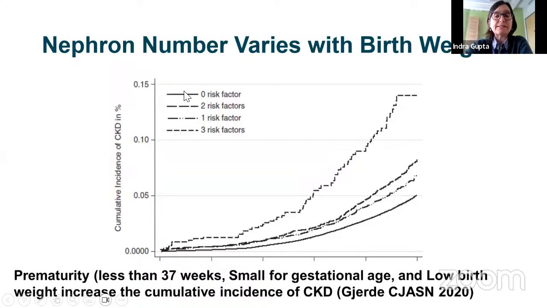And what you can see from this is that the y-axis is showing the cumulative incidence of CKD, and the lines show, if you have no risk factors, meaning you're not premature, not small for gestational age, not low birth weight, and then how your incidence of chronic kidney disease goes up, so that if you have more than three factors, you're up in this highest dotted line here showing the higher incidence of CKD. So when you're taking your histories, those are things to factor in, because obviously you're not going to capture low nephron number from any imaging studies at present.